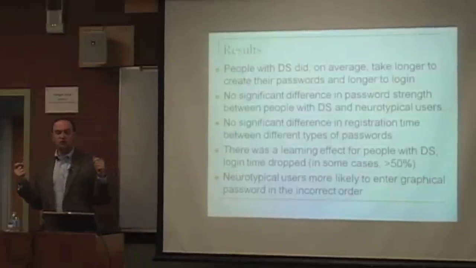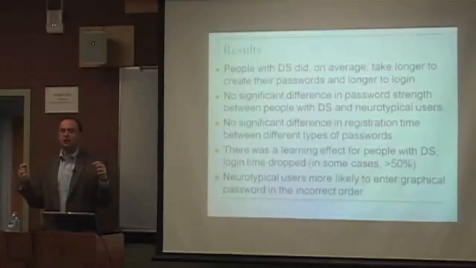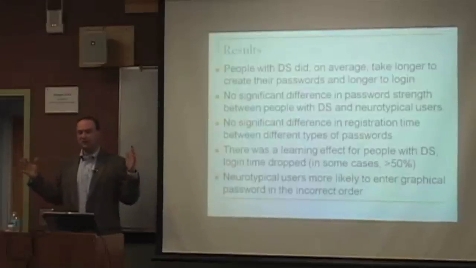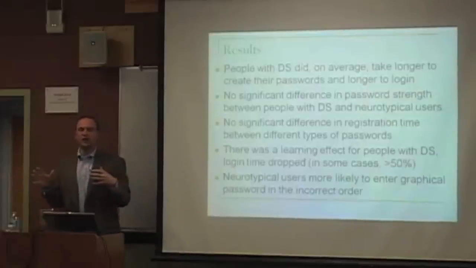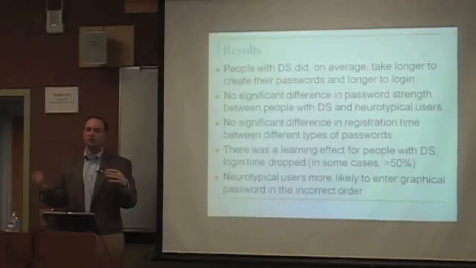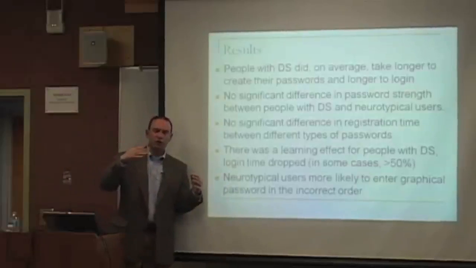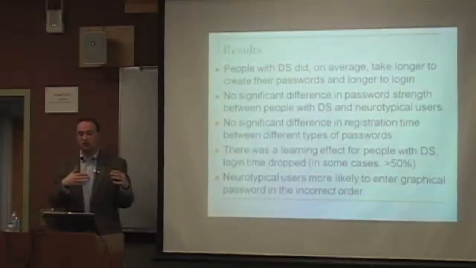In terms of registration time for people with Down syndrome, there was not a difference between the mnemonic passwords, graphical, and alphanumeric. So basically, it took about the same amount of time. And there was a major learning effect for people with Down syndrome. So it was very slow at the beginning, but the second time they logged in, the third time, the fourth time, really, it was getting quicker and quicker and quicker by far. In some cases, a drop of 50% from the time it originally took.